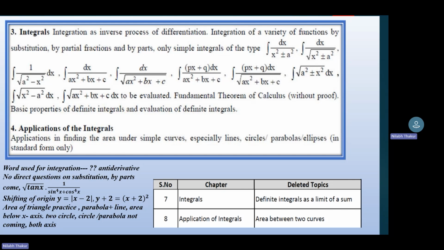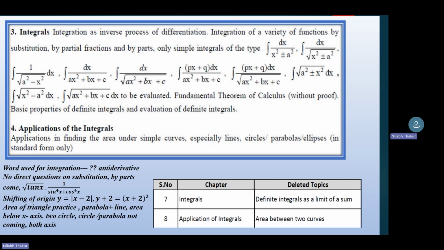Shifting of the origin means drawing the graph of y equals modulus of x minus 2, or y plus 2 equals x plus 2 whole square. Though CBSE talks about only questions based on the standard formula. Like if you talk about the parabola, you will be given y square equals 16x, like that.